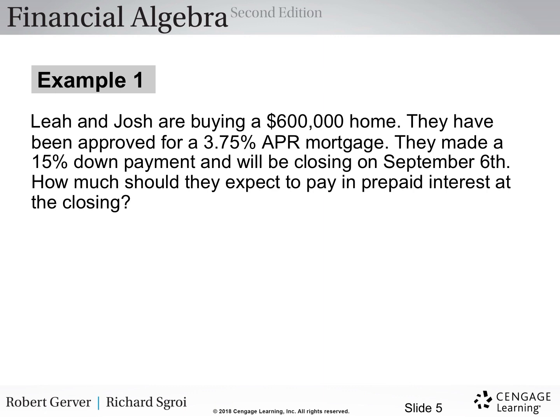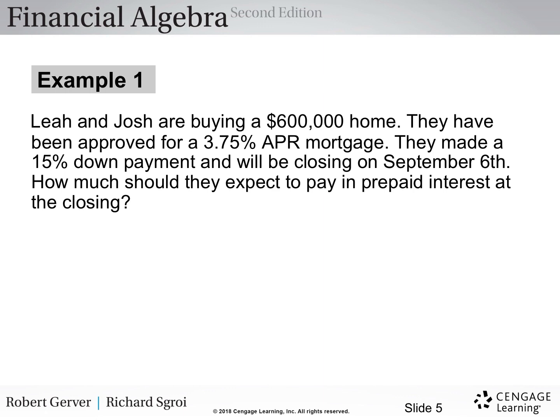Leah and Josh are buying a $600,000 home. They have been approved for a 3.75% APR mortgage. They made a 15% down payment and will be closing on September 6th. How much should they expect to pay in prepaid interest at the closing?